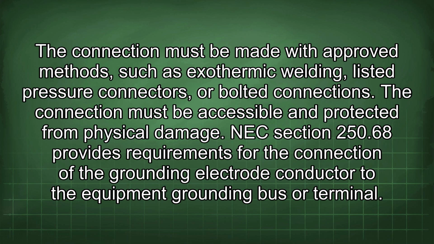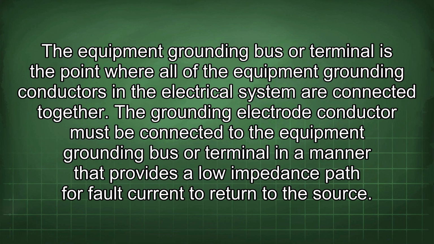NEC Section 250.68 provides requirements for the connection of the grounding electrode conductor to the equipment grounding bus or terminal. The equipment grounding bus or terminal is the point where all of the equipment grounding conductors in the electrical system are connected together. The grounding electrode conductor must be connected to the equipment grounding bus or terminal in a manner that provides a low impedance path for fault current to return to the source.